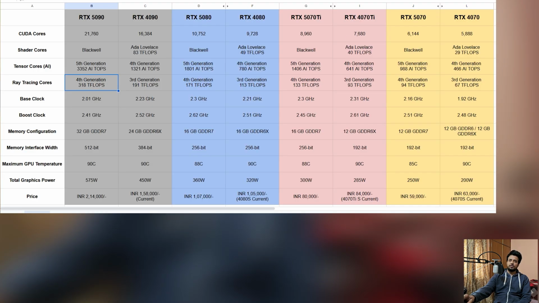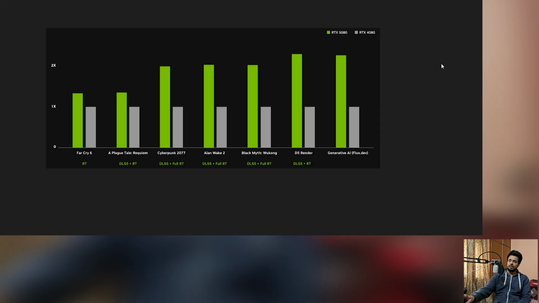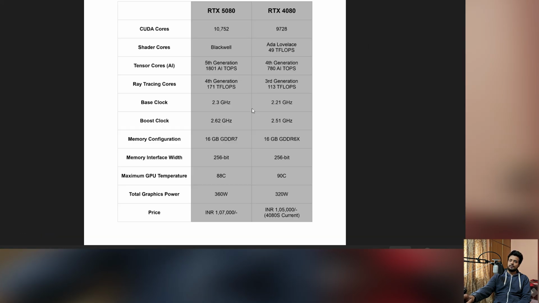Now let us move on to the next card, which is the 5080. These are the benchmark charts. So here are the specifications. Now, RTX 4080, 9728 CUDA cores to 10752, 780 AI TOPS to 1801, 113 teraflops ray tracing to 171, 2.21 to 2.3 base clock, which is improved, 2.51 to 2.62, again an improvement. Memory, 16 gigs of GDDR6X to 16 gigs of GDDR7. The interface width remains the same, and the total graphics power goes up from 320 watts to 360 watts.